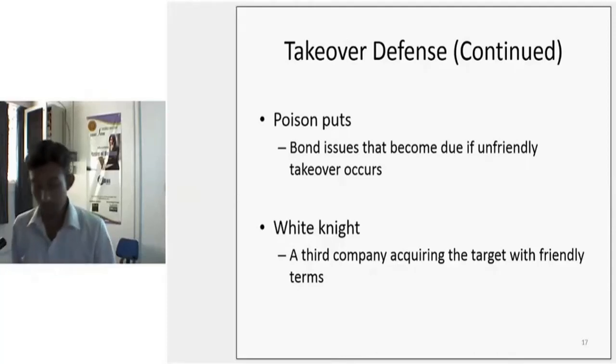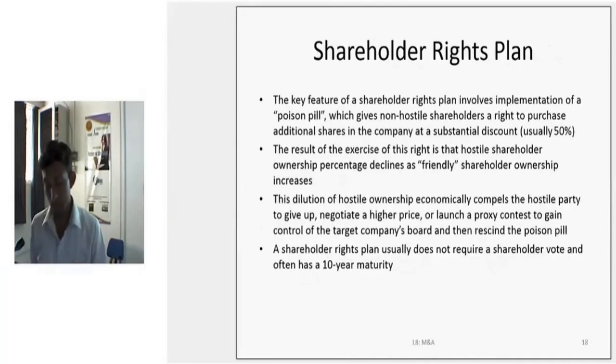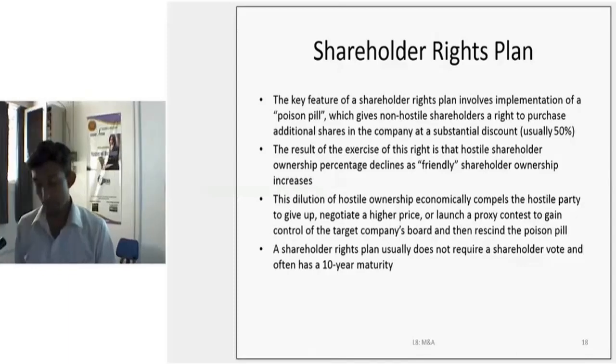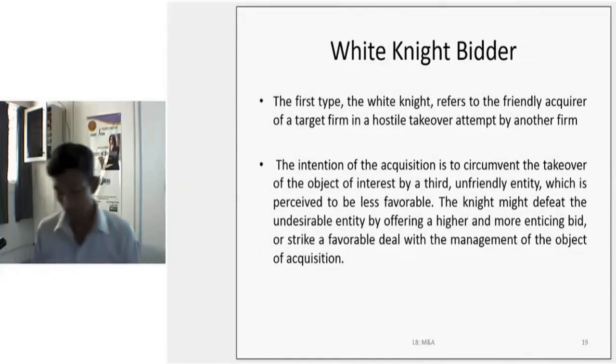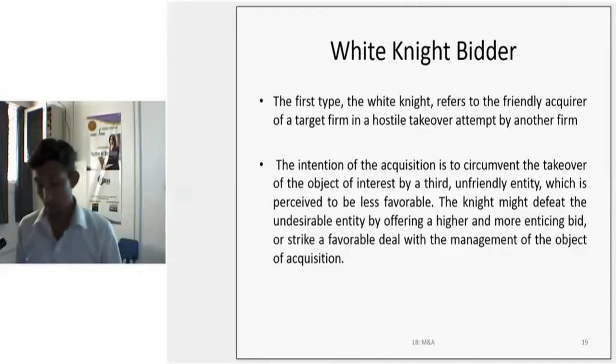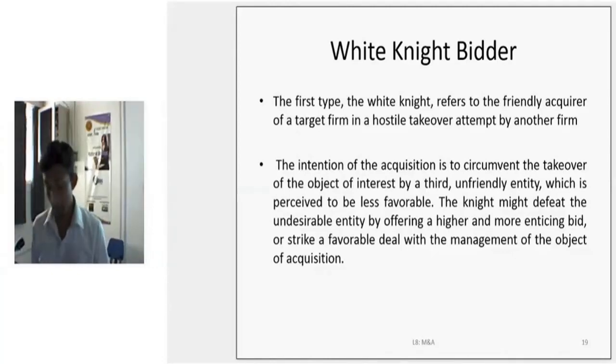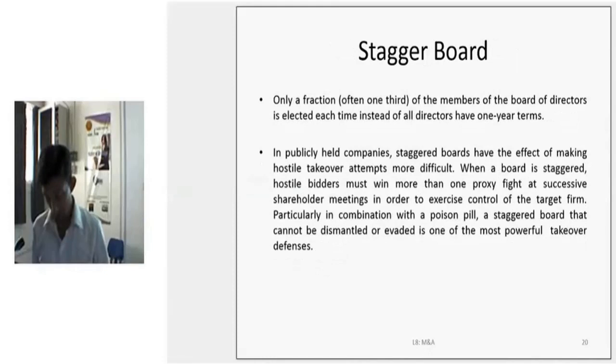Okay, and we anyway discussed the white knight strategy. I have explained further so you get an idea what poison pills are, how they are launched and what their impact is. I'm not going to go into detail on that, or on how white knights and friendly takeovers work in the real world. You can read that section as well, on white knight bidders. And this is what I want to explain more.